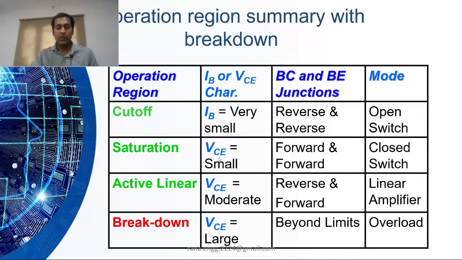In saturation, VCE is very small. VCE decreases but current increases in saturation because both the junctions are in forward condition. The input side is forward biased, the output side of the transistor is also forward biased, and this particular mode can be considered as a closed switch. This is a closed switch, that means the circuit is on. Another region we have discussed, active or linear, where we use moderate values. So we have a combination: input side is forward biased, output side is reverse biased. We use it as a linear amplifier.